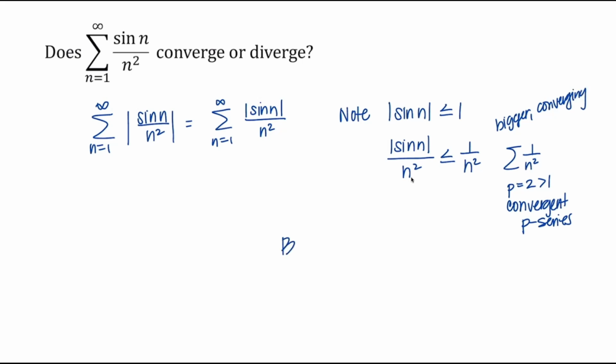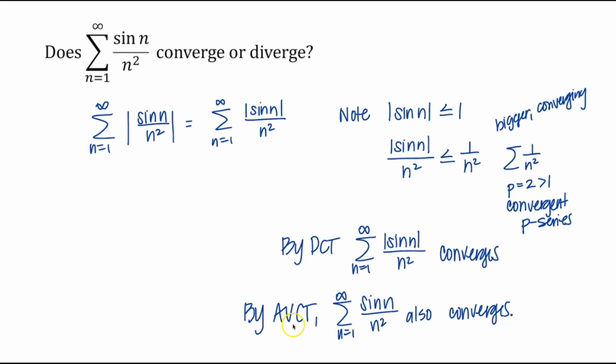So we can say by the direct comparison test, the sum of n equals 1 to infinity of the absolute value of sine n over n squared converges. Finally, we can conclude that our original series converges by the absolute value convergence test. So we write by the absolute value convergence test, our original series also converges.